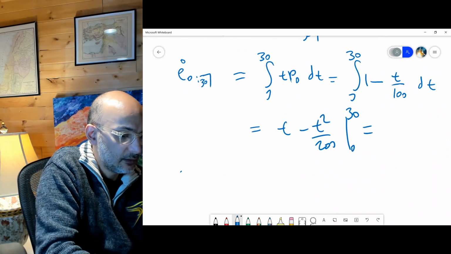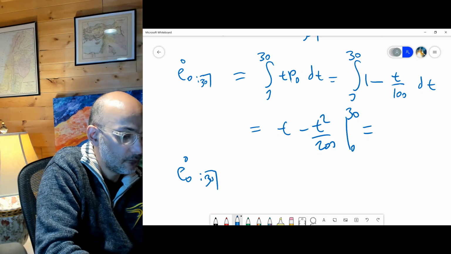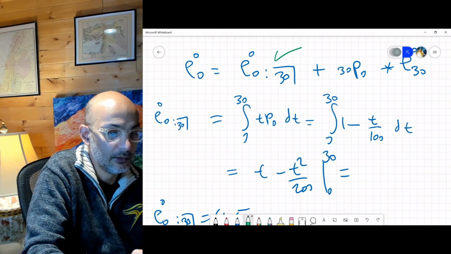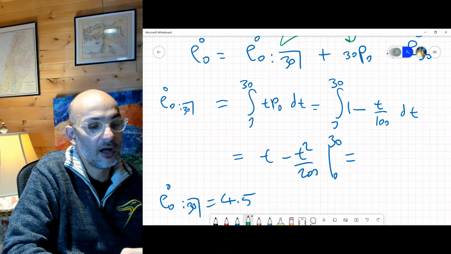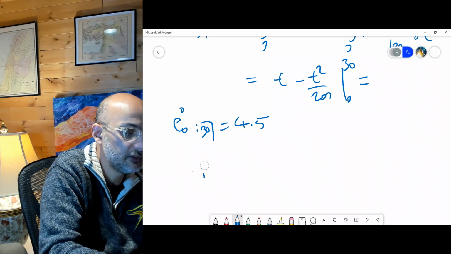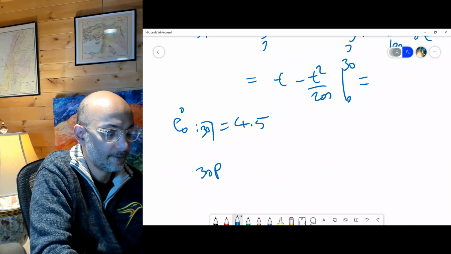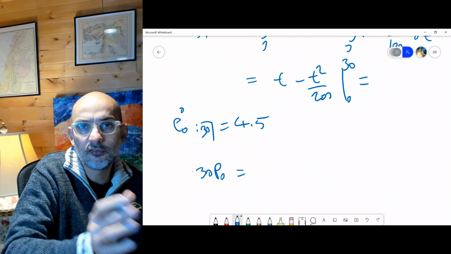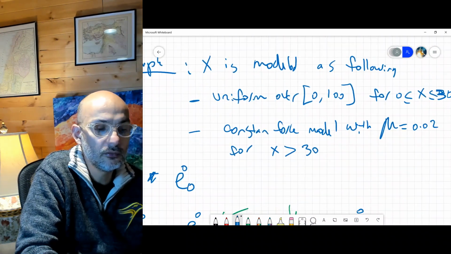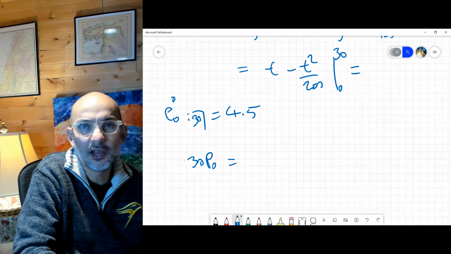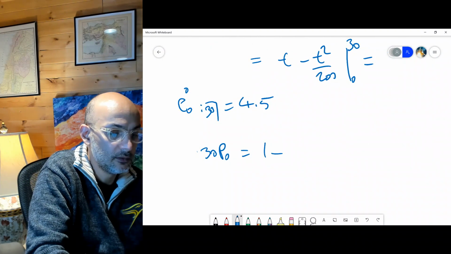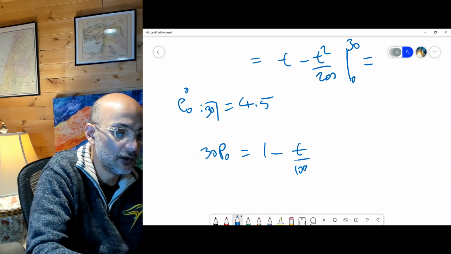So the first term you get, E0 for 30 years, is 4.5, right? This one is done. Now let's look at the next one: to survive 30 years from time 0. Again, this is the first 30 years, and the question tells us it's uniform over 0 to 100. So you can answer right away 70%, because your tPx is 1 minus t over 100, and our t here is 30.